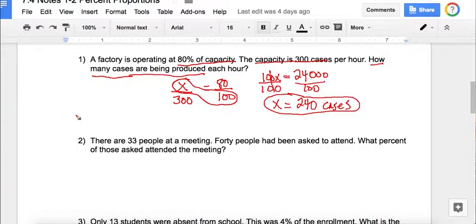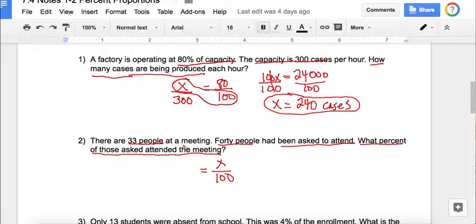So that's reasonable. Okay, let's look at number 2. There are 33 people at a meeting. 40 people have been asked to attend. What percent of those asked attended the meeting? Okay, so we're looking for percent out of 100. And do you see a percent here? No, because they're asking me for the percent. So I'm going to put x over 100 since I want to know what the percent is.